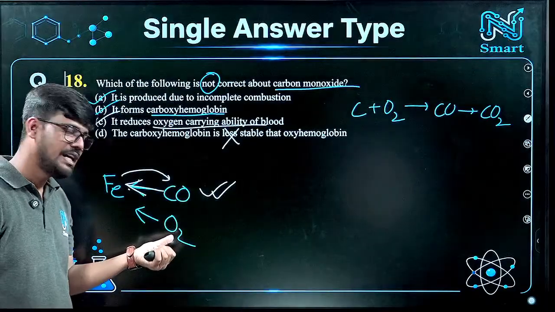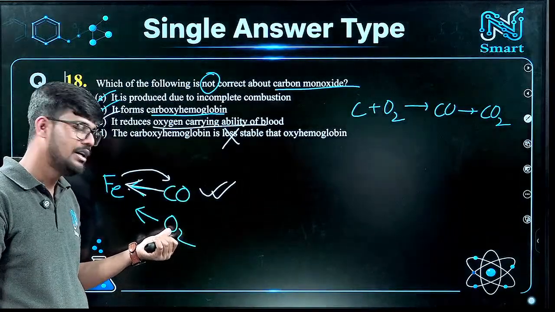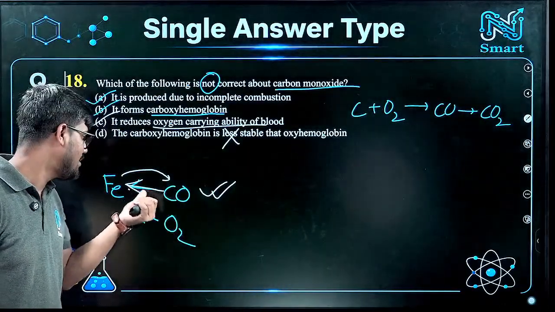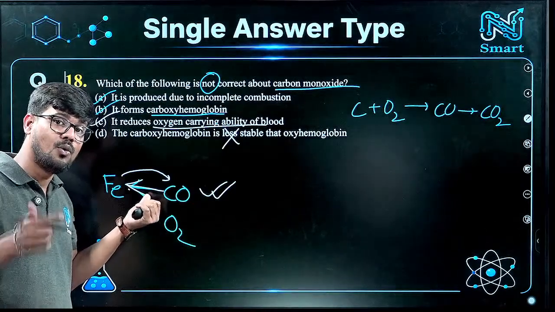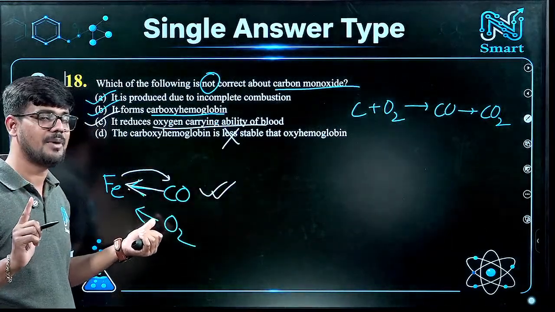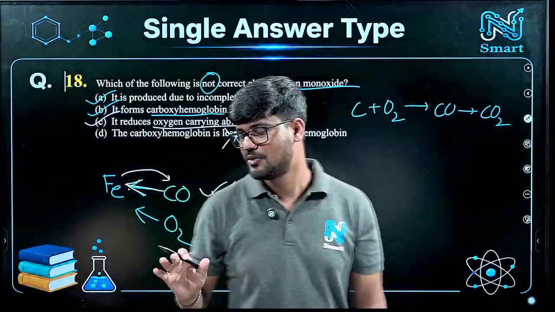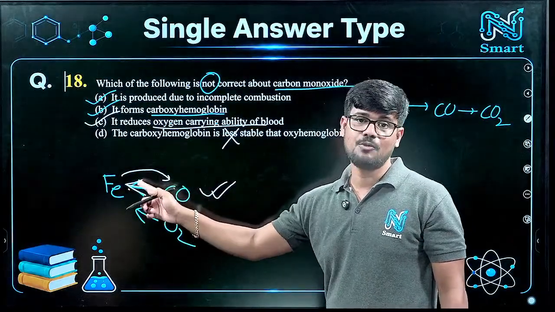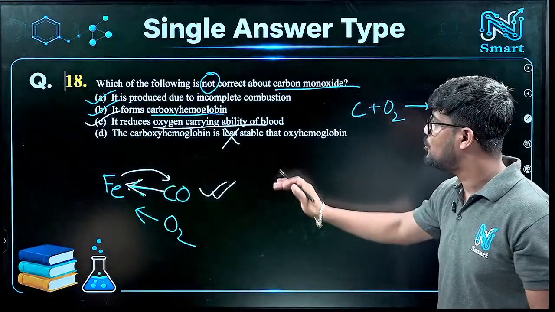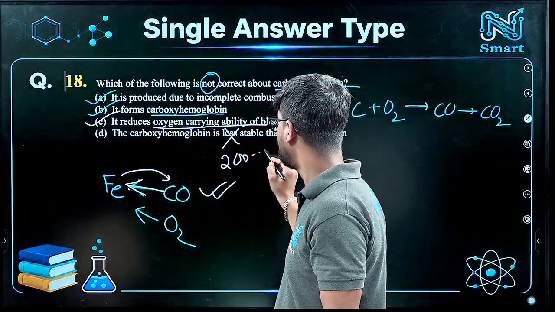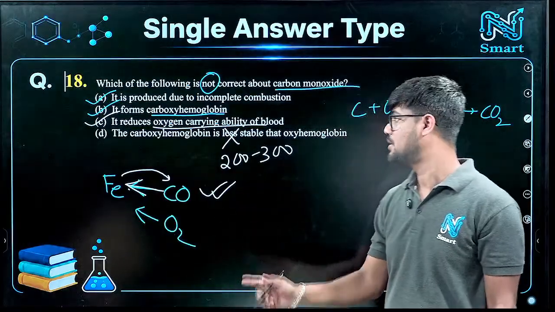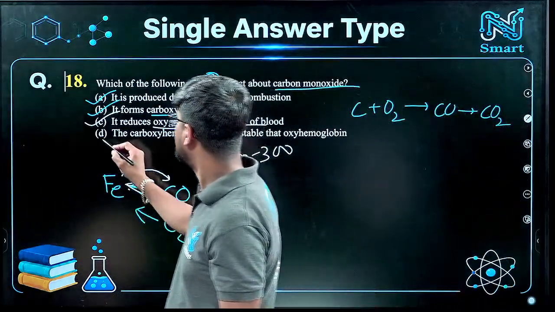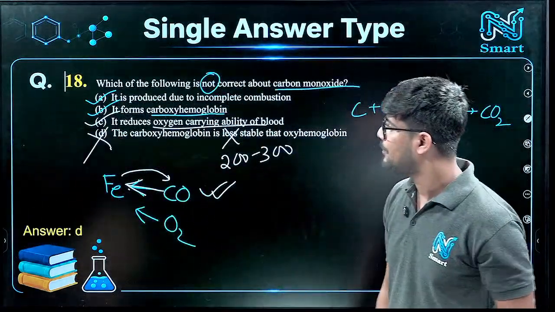Because if you inhale, if you increase the concentration of oxygen, then that will pressurize to break this carbon and iron bond. Only in that case you can survive. Otherwise, normally it is not possible to stay alive, because this carbon and hemoglobin bond is very, very strong, almost 200 to 300 times stronger in terms of stability, right? So option D is not the correct statement.